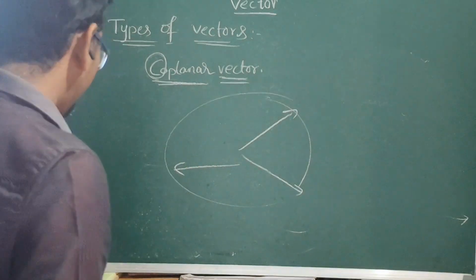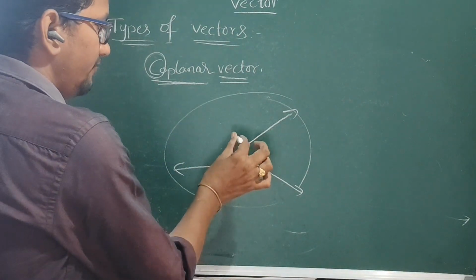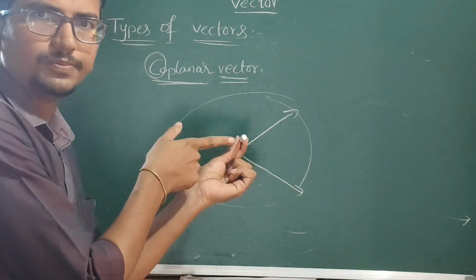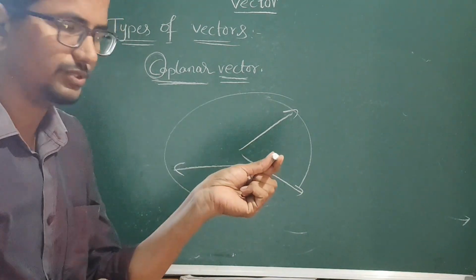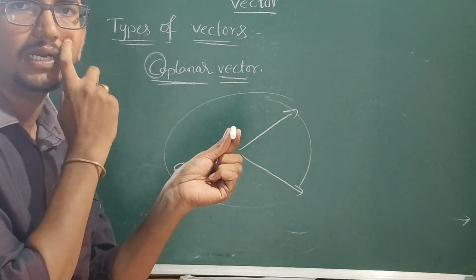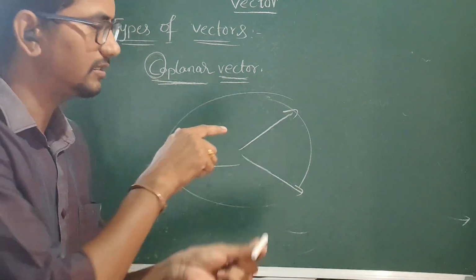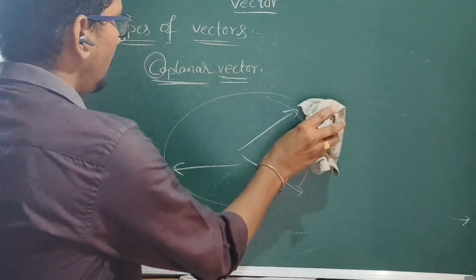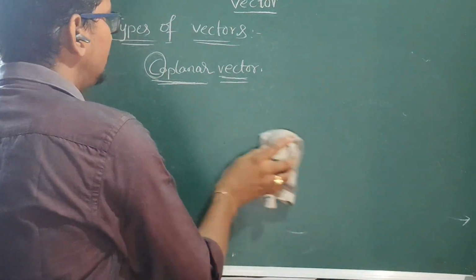We need to understand this. For example, if there are vectors A, B, C, and this D vector, the chalk piece, comes outside the plane, then it is not a coplanar vector. All the remaining ones are coplanar vectors, the vectors which lie on the same plane.